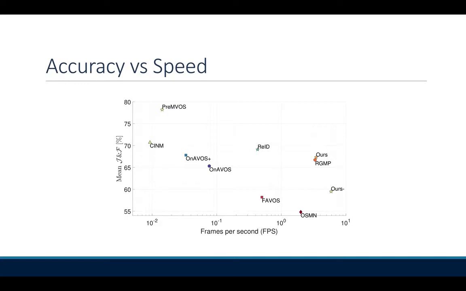This graph shows the comparison of speed and accuracy on the Davis 2017 dataset. Entries on the Pareto front, that is, no other method is both faster and more accurate, are marked by a star. The speed is on a logarithmic scale. It can be seen that our method lies on the Pareto front.